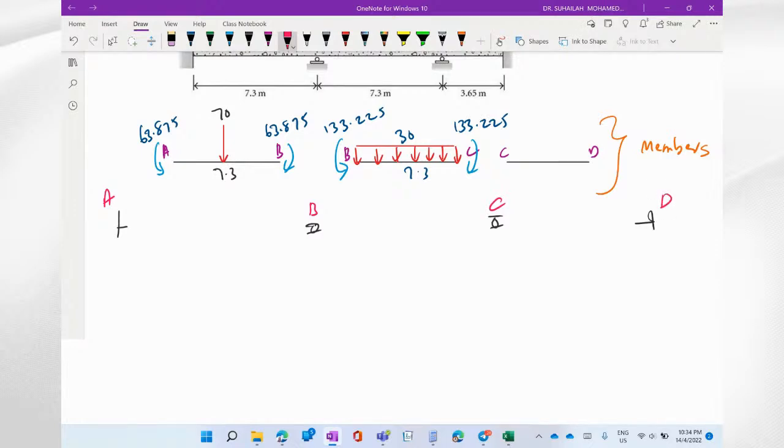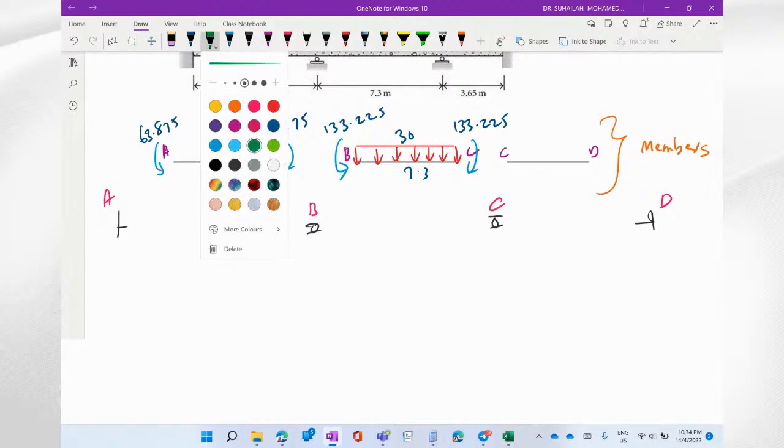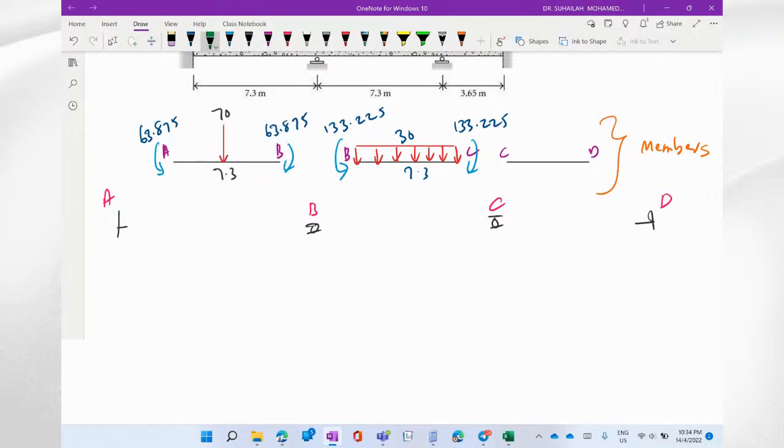And by referring to the above diagram, always remember that the joint moment is always opposite with the member end moment. Opposite with member end moment means that the joint moment at A equals this one, the green one. 63.875 is positive, so for the joint it will be negative. And 133.225 is negative, so for the joint it will be positive.